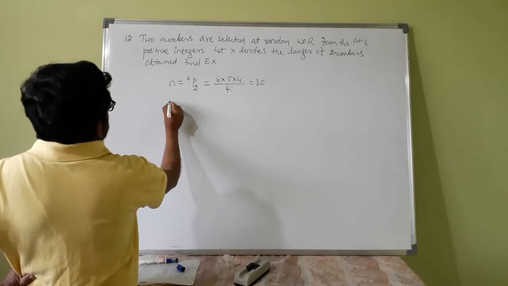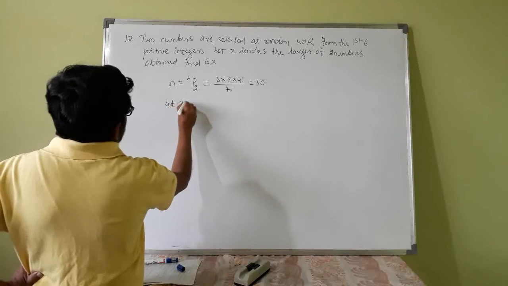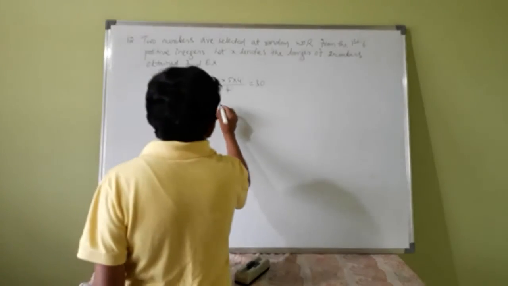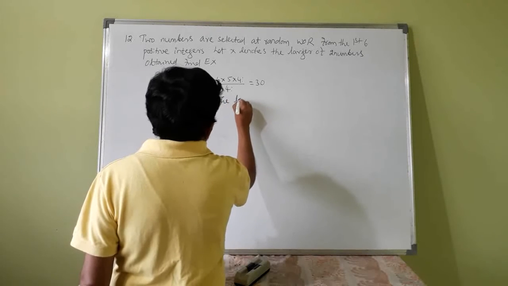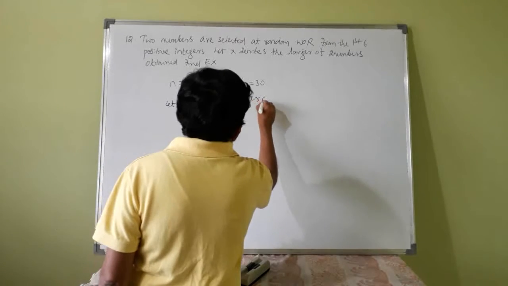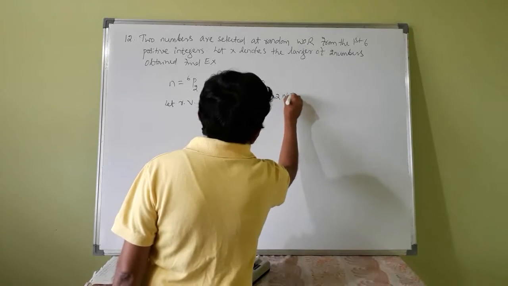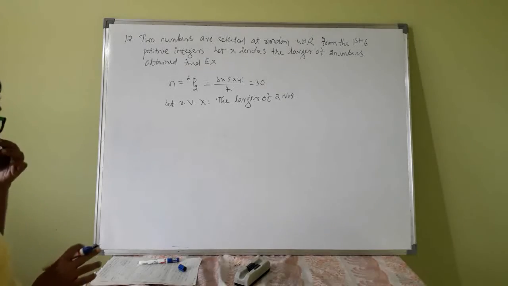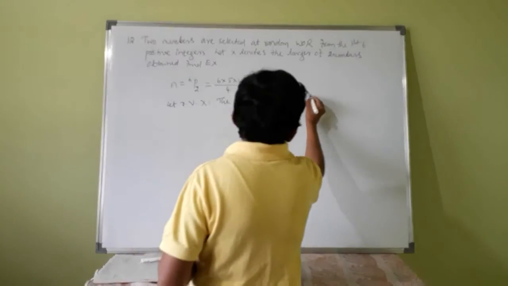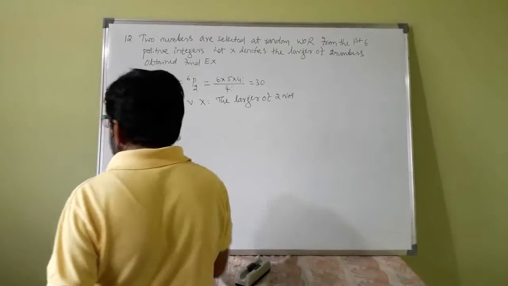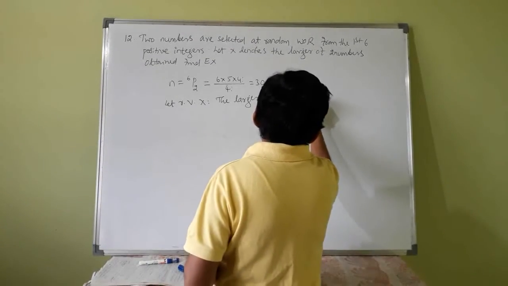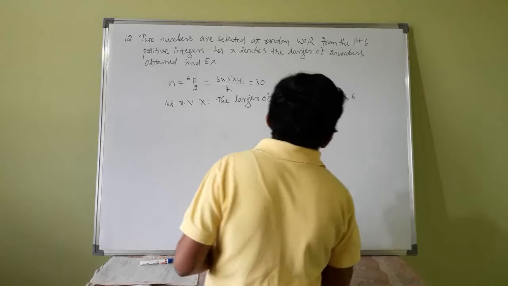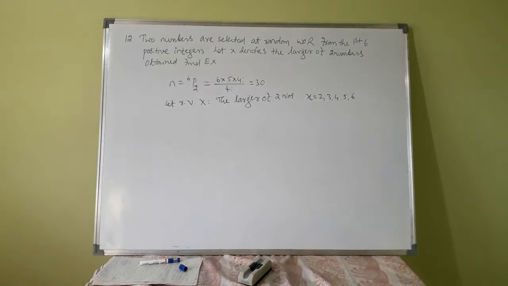Let the random variable X be the larger of the two numbers. Which are those? Any two numbers. So it may be 2. It cannot be 1 because there is no other number which is less than 1. So X may be 2, 3, 4, 5 or 6. Only these 5 possible numbers.